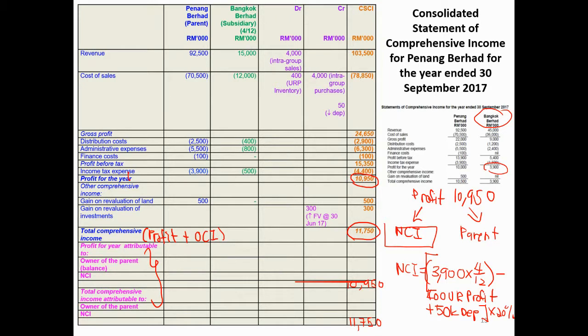Okay, once you have calculated NCI, what is your answer? Then parent is very easy already. You just minus 10.95 million. So the remaining portion is for the parent company.